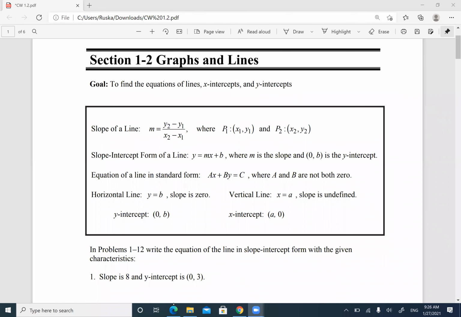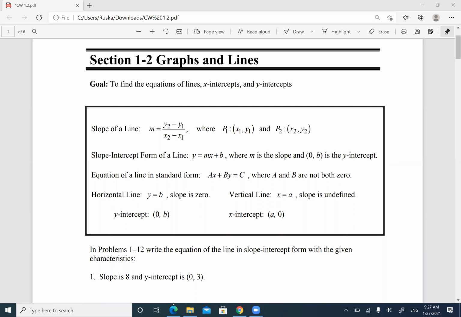Okay, so today we're gonna start with section 1.2. First video is gonna be about graphs and lines. In this section we're gonna talk about the equation of a line first, and the slope of a line. Also we're gonna talk about finding the x-intercept and y-intercept. That's gonna be in the second video.